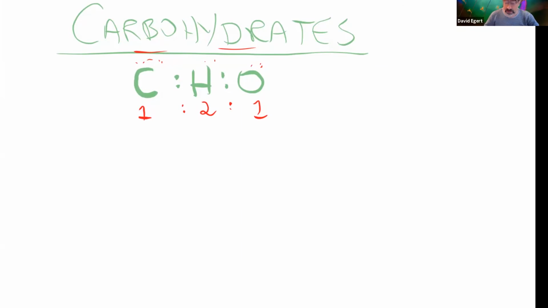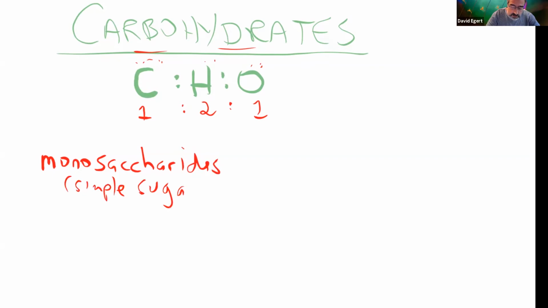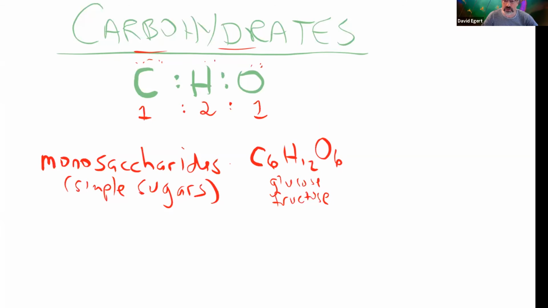There are 3 main subclasses in the carbohydrates. Monosaccharides, also called simple sugars. This includes glucose. C6H12O6, depending on how you hook them up, this could be glucose. This could also be fructose. It could be galactose. There's a variety of ways to connect those to make different versions of sugar.